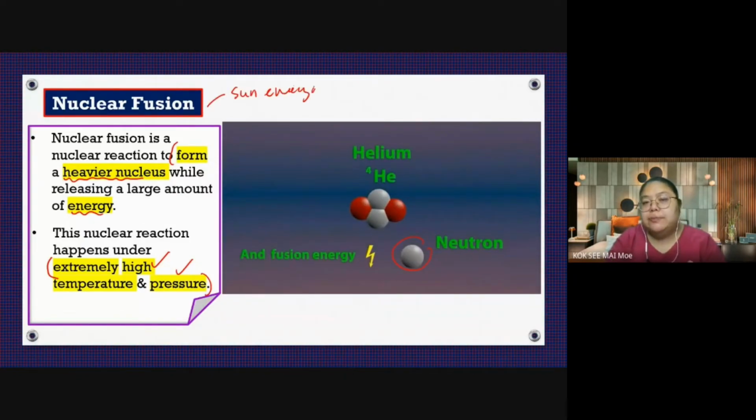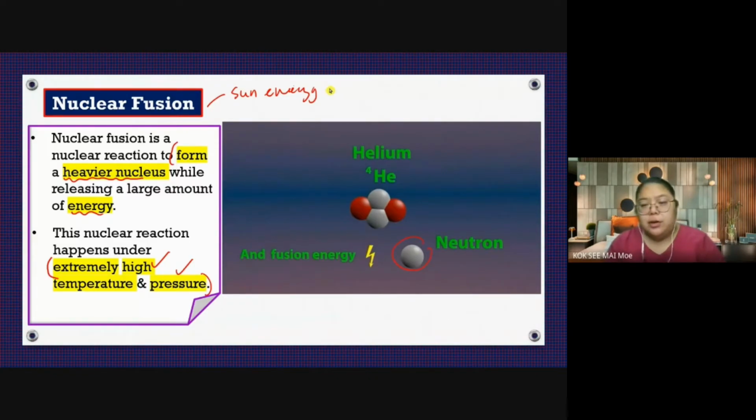Okay, so the power station normally we're using is nuclear fission because we can control the heat, we can control the uranium. So that one is a power station. Fusion we seldom use, but normally it is for solar energy. It produces high energy, high temperature and also pressure. So it is important to differentiate the pattern of fission and fusion.